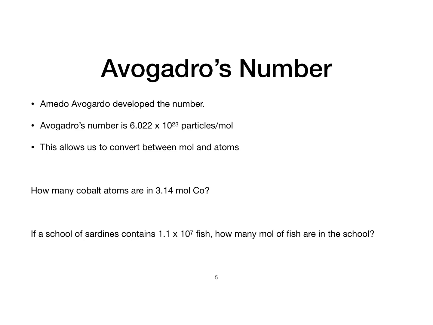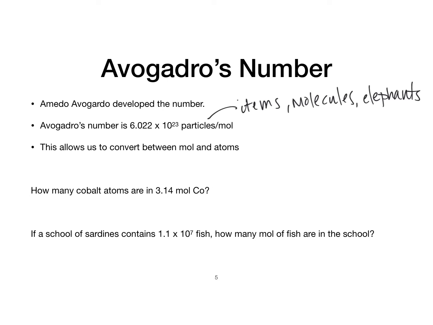So Amedeo Avogadro developed this number. And so his number is 6.022 times 10 to the 23rd particles, or items, or molecules, or in this case, elephants, or anything else per mole. And so this is going to allow us to convert between moles and atoms. So we want the ability to say, hey, if we have half a mole of sodium, we can now convert into atoms.